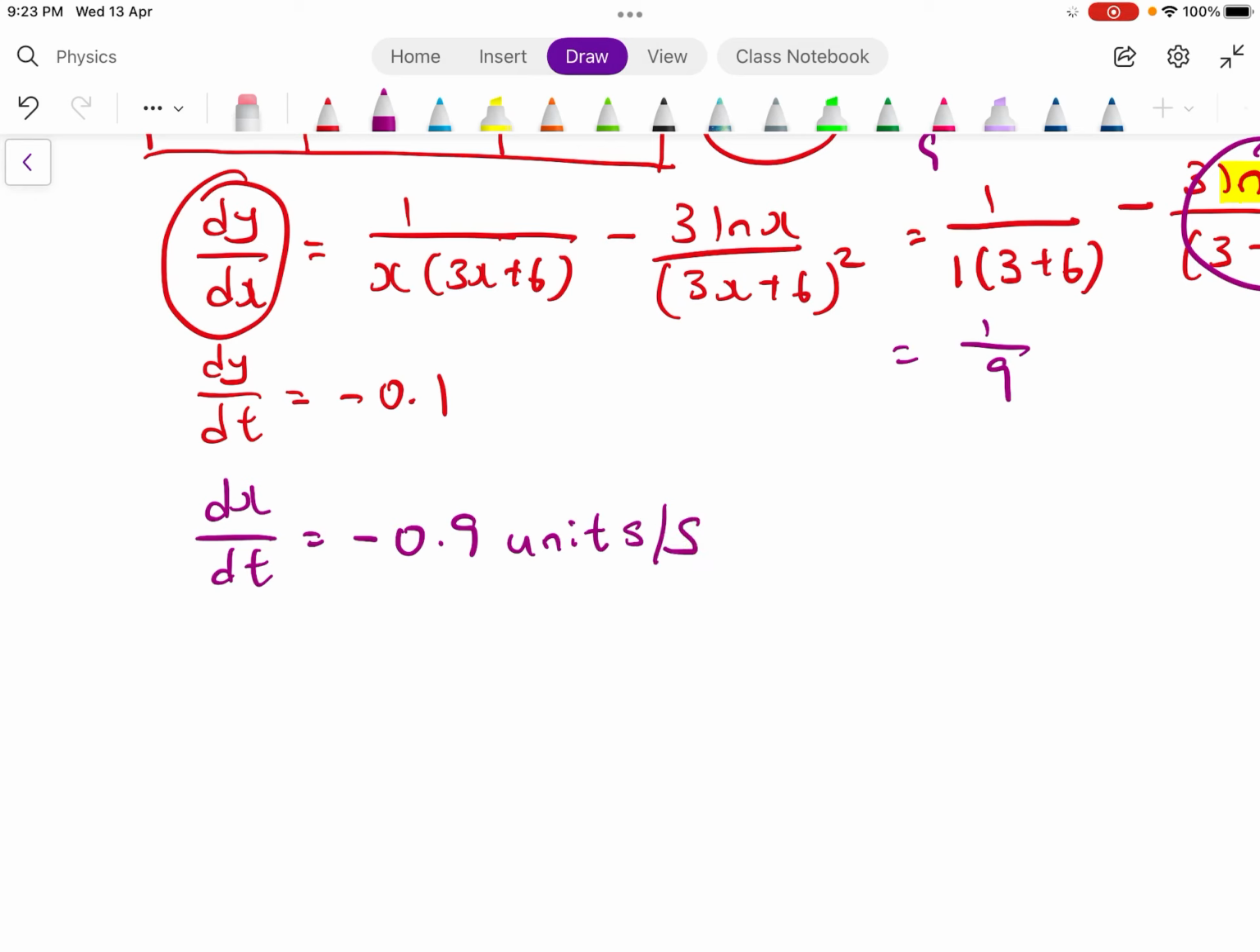So what does all this mean? Very simple. For example, dy/dt is negative 0.1 units per second, meaning my y is decreasing at 0.1 per second. Then for dx/dt, negative 0.9 units per second means in 1 second I decrease by 0.9 units. Rate of change is always with respect to time. Another way you can think of it: for dy/dt I lose $0.1 in 1 second, for dx/dt I lose $0.9 in 1 second, something like that.